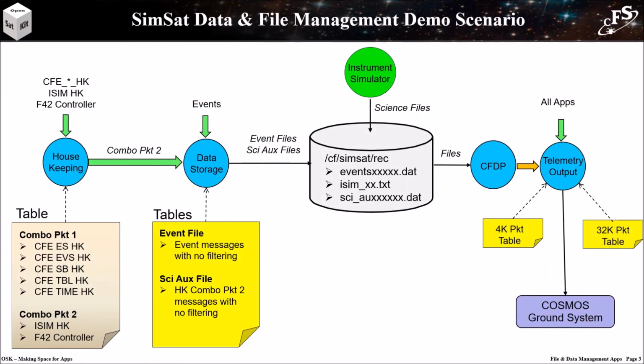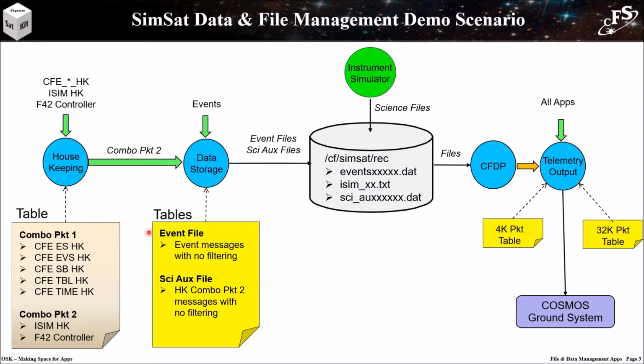This diagram shows how the apps are configured for SimpleSat, and a demo will follow. Housekeeping is configured to create 2 packets. The first combo packet includes the command counters from each of the CFE service apps. The second combo packet combines instrument status data from ISIM and attitude control data from F42. This packet serves as auxiliary data for the ISIM science data.